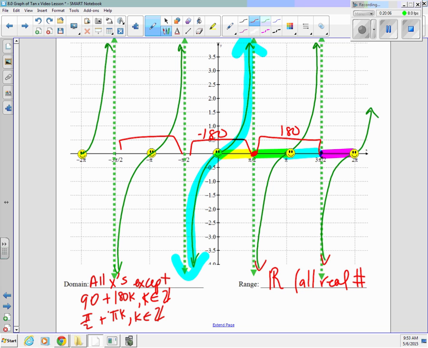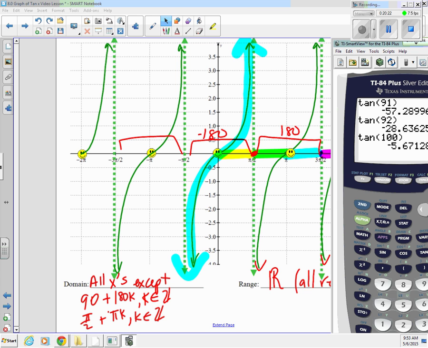What we're going to do on Friday is define what's known as the inverse tangent function and calculate values of inverse tangent. But before we do that, I definitely want you to have an idea of what the graph of y equals tangent of x looks like.